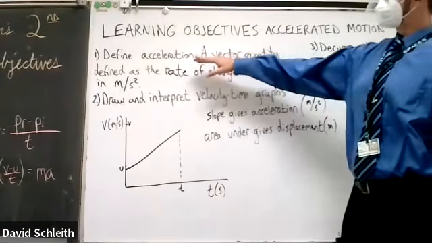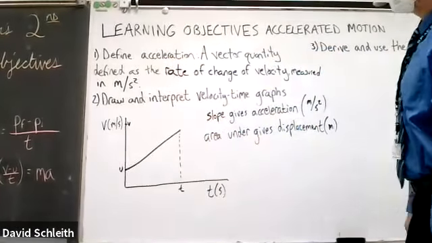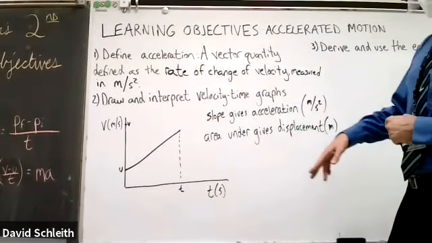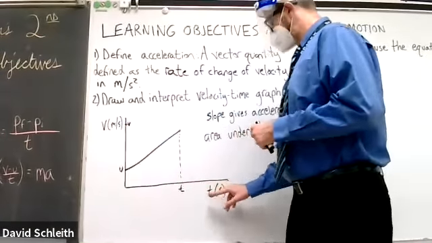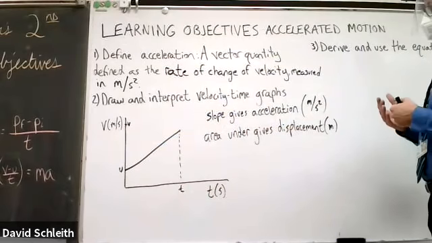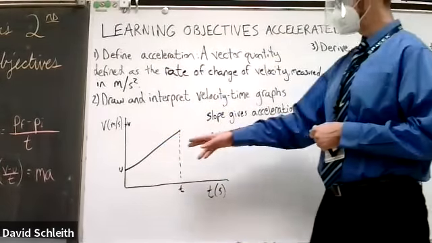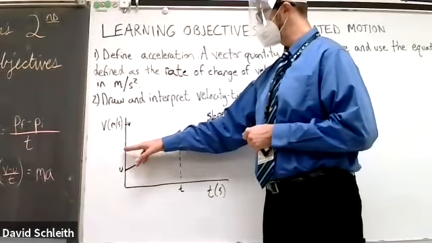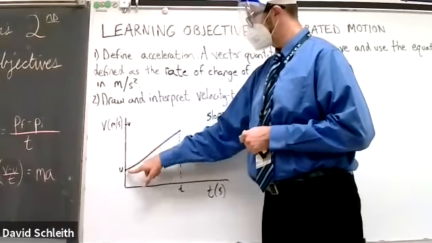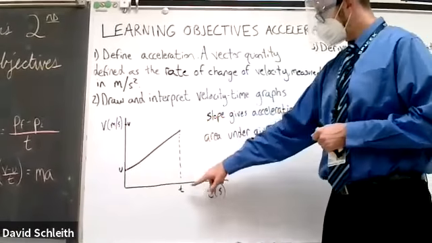So that was the first learning objective belonging to accelerated motion. Let's just define it. Okay, define acceleration: the rate of change of velocity. So change in velocity divided by change in time. So if we plot velocity against time, we have a velocity time graph. Because acceleration is the rate of change of velocity, it's the slope of this, right? So the change in velocity is the rise, the difference in the y values. And the run is the difference in the time.